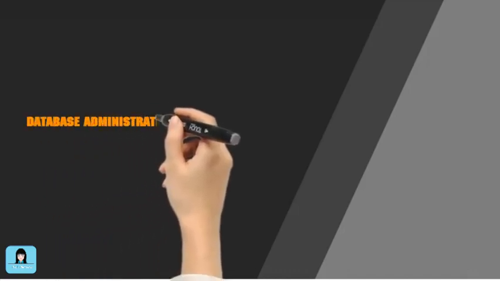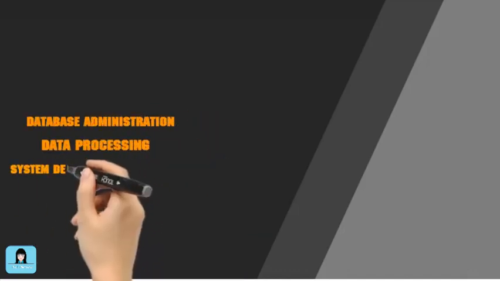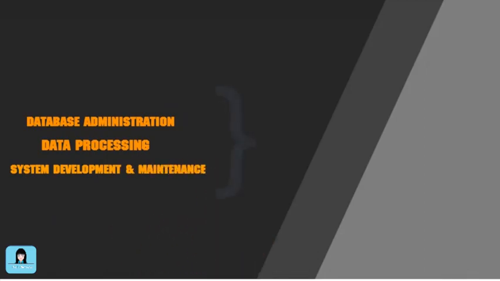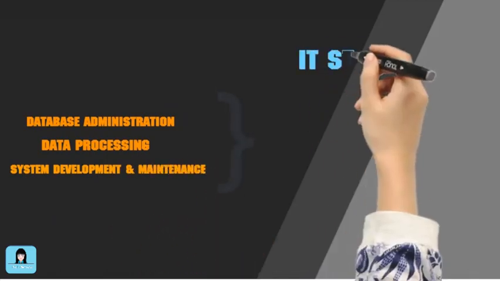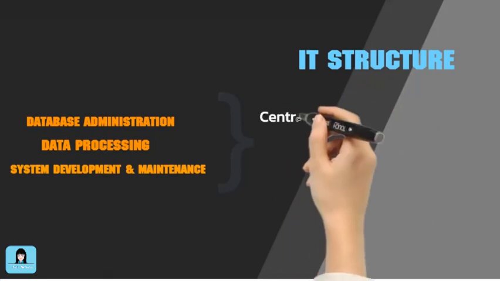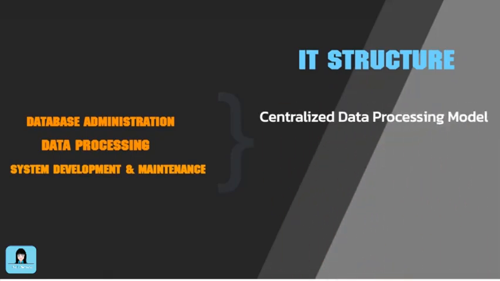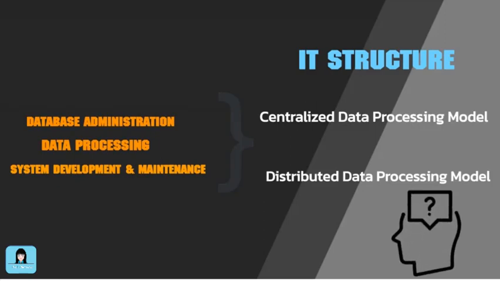The IT activities that were previously mentioned can be organized in a number of different ways. The two common structures to organize these activities are the Centralized Data Processing Approach, or CDP, and the Distributed Data Processing Approach, or DDP. Let us examine the difference between the two structures, starting with the Centralized Data Processing Approach.